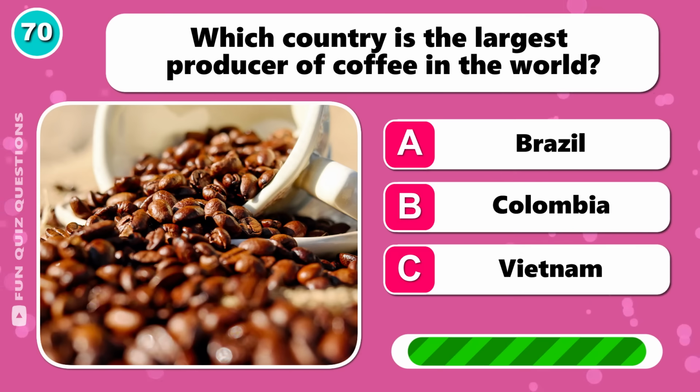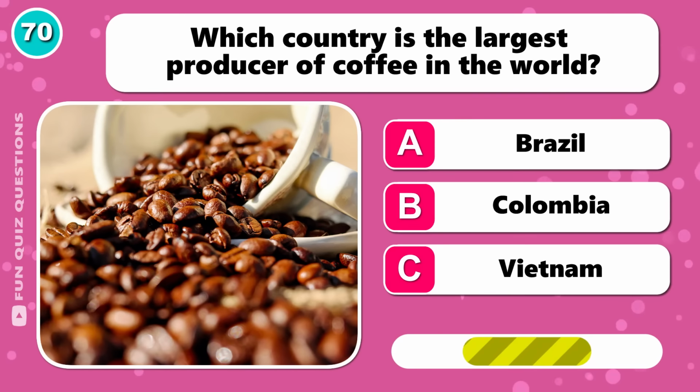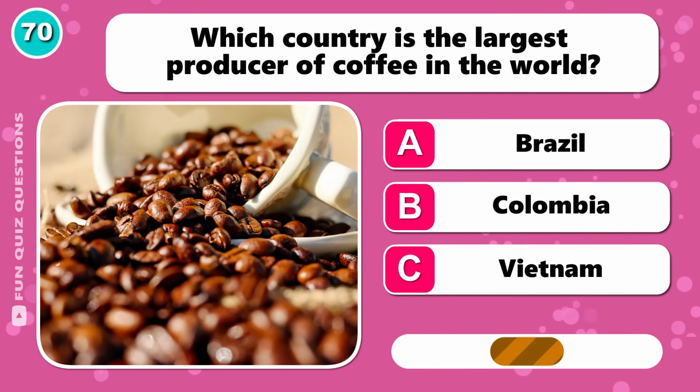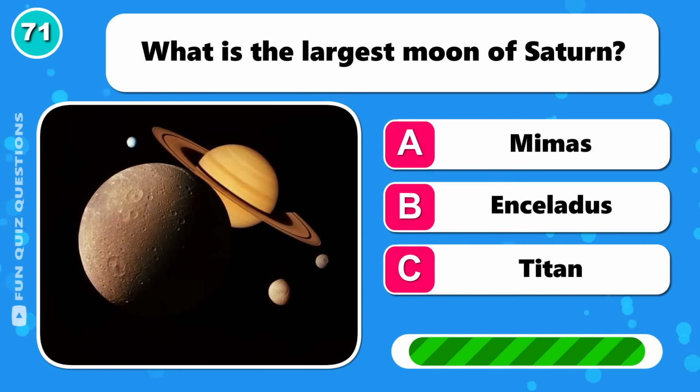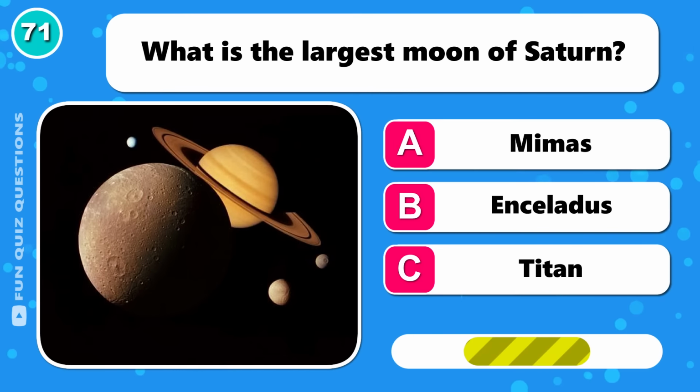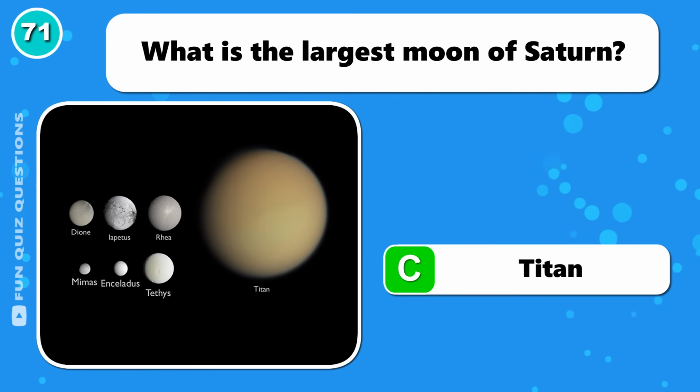Which country is the largest producer of coffee in the world? Good one, yeah. It's A. Brazil. What is the largest moon of Saturn? It's C. Titan.